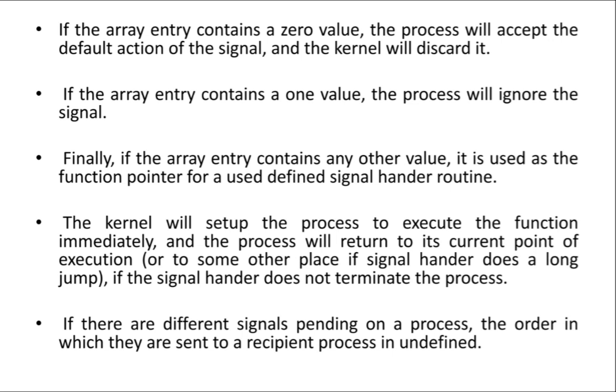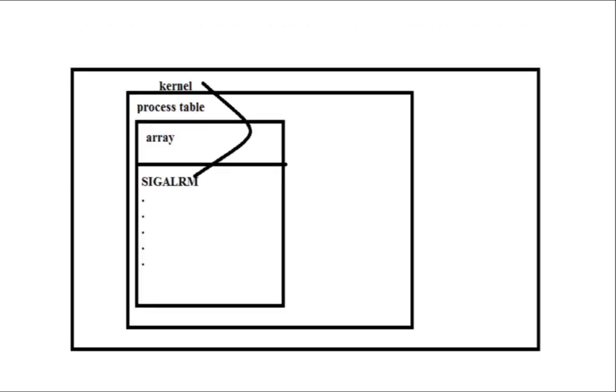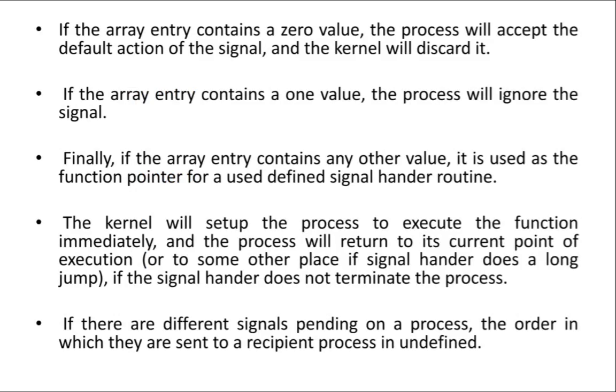If the array entry contains a 1 value, I told you, the process will ignore the signal. 0 means it will take the default action. If the array entry contains 1, it will ignore it. SIGALRM, don't get confused here. If the value of any of these flags is 1, it will ignore it. If the value is 0, it will take the default action. Not just SIGALRM, any signal for that matter. If the value is 1, it will just ignore that signal. If the flag value is 0, it will take the default action. For every signal there will be a default action. You know that, right?